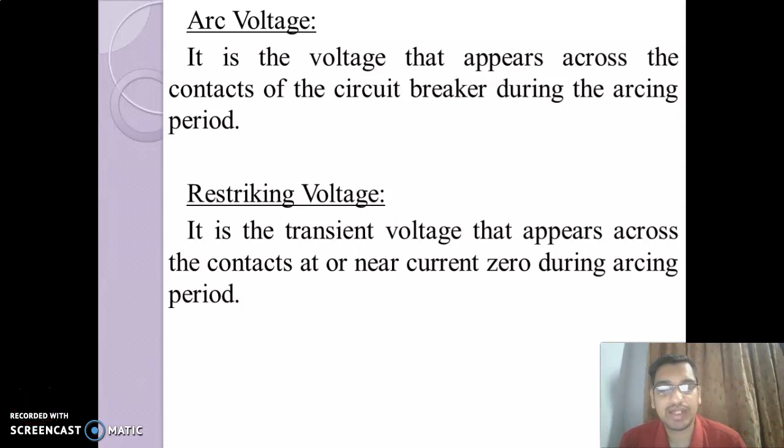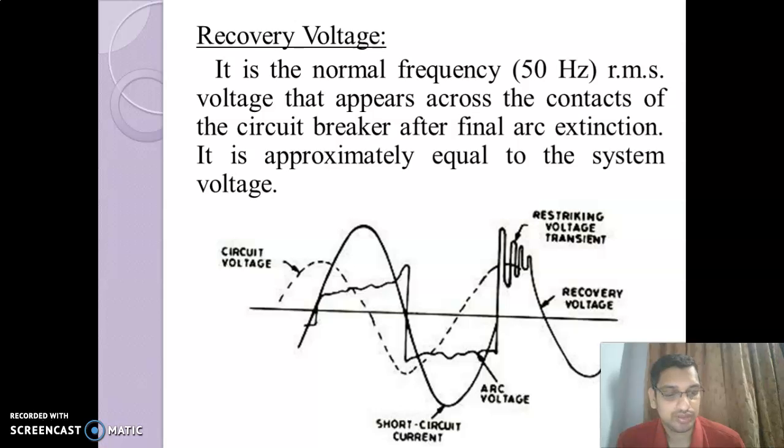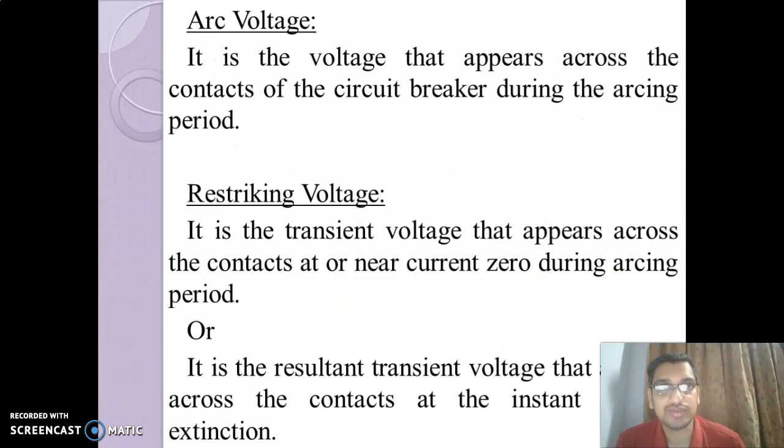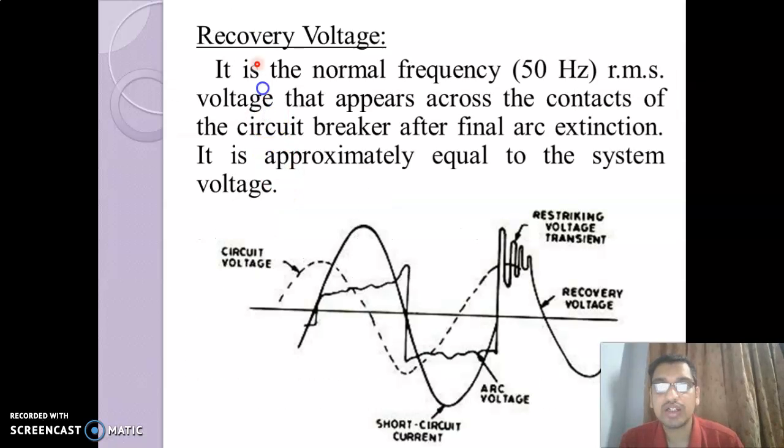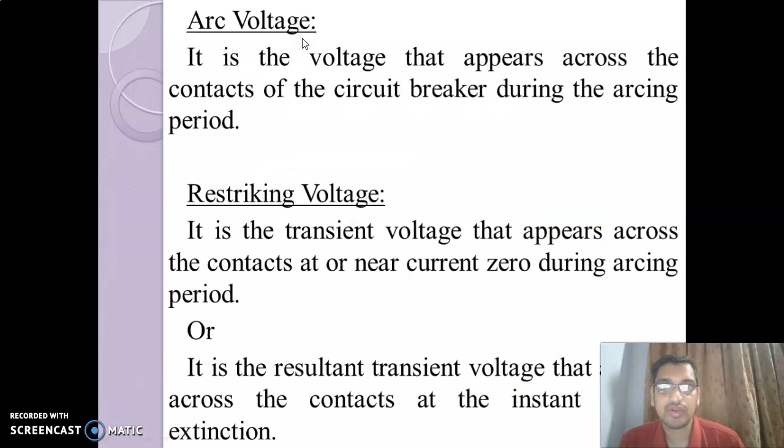In this video, I will explain the arc voltage, restriking voltage, and recovery voltage. Here I will explain the three voltages which are associated with the operation of a circuit breaker. The three voltages are: the first one is arc voltage, the second one is restriking voltage, and the third one is recovery voltage. These three voltages are very important as far as circuit breaker operation is concerned.